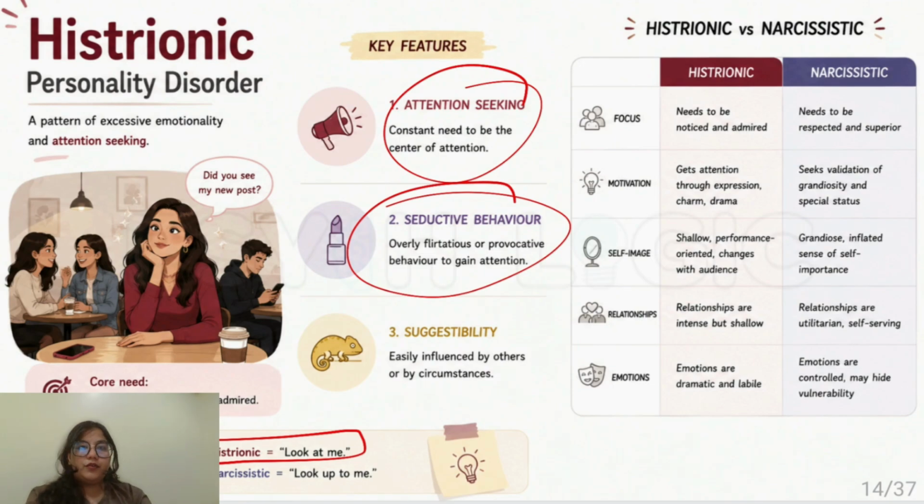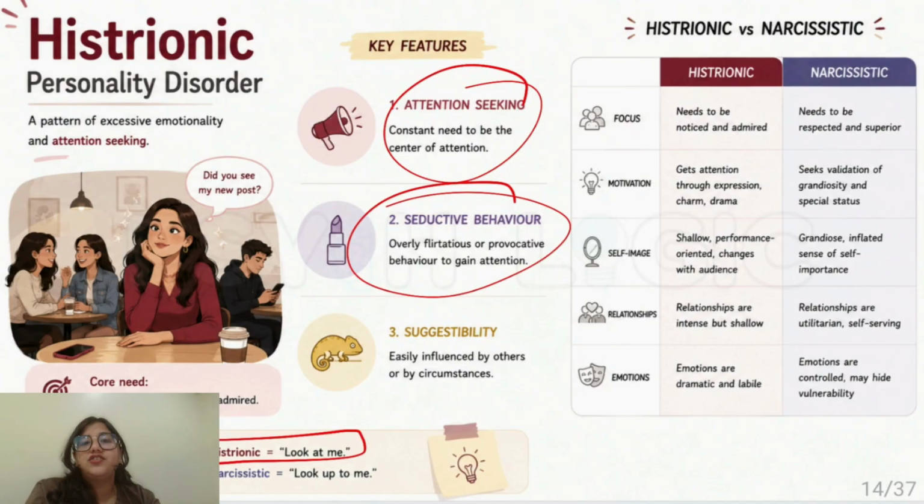Dramatic, colorful, full of emotion, right? That is how their speech would sound. How was your trip? If you ask them, they'll say, oh, it was absolutely unbelievable. It was the most amazing experience of my entire life. What exactly happened? They'll struggle with the details. So, high emotion, low detail.